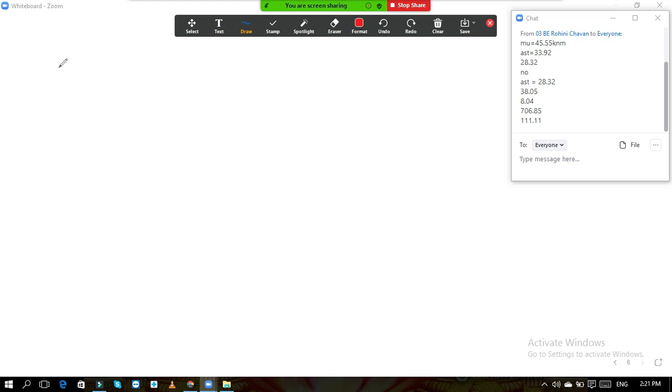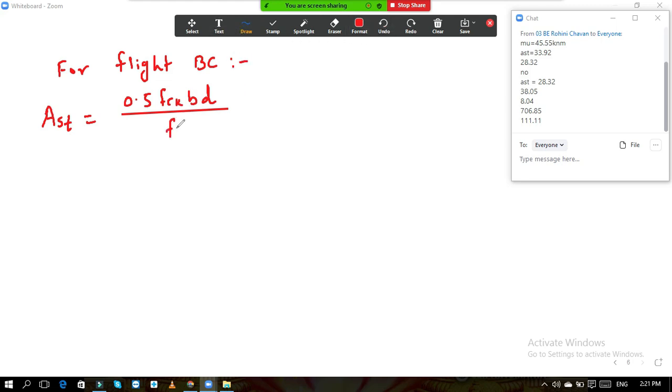So I will give the heading for flight BC. Again, what is the formula for area of steel? AST is equal to, I will write the formula, 0.5 fck b d divided by fy, in bracket 1 minus under root 1 minus 4.6 Mu upon fck b d square.